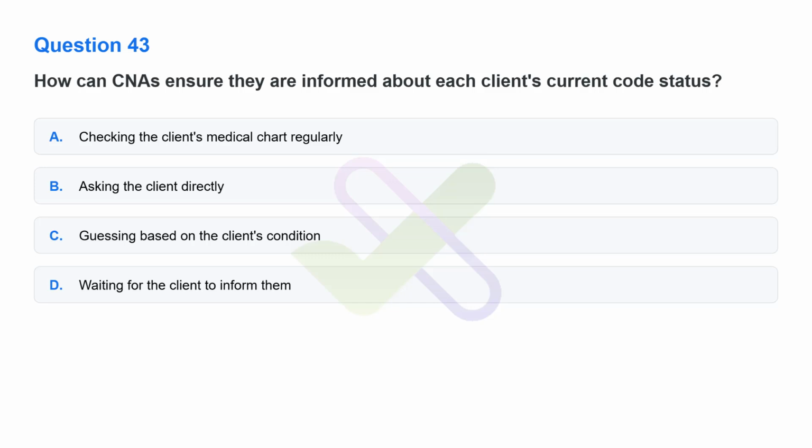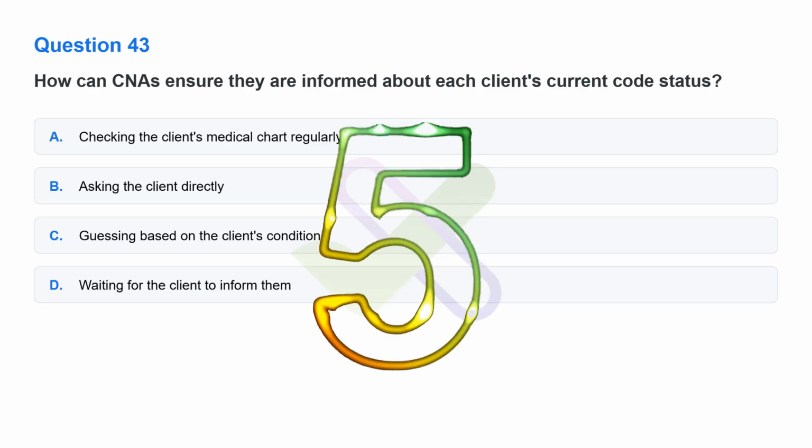How can CNAs ensure they are informed about each client's current code status? A. Checking the client's medical chart regularly. B. Asking the client directly. C. Guessing based on the client's condition. D. Waiting for the client to inform them.